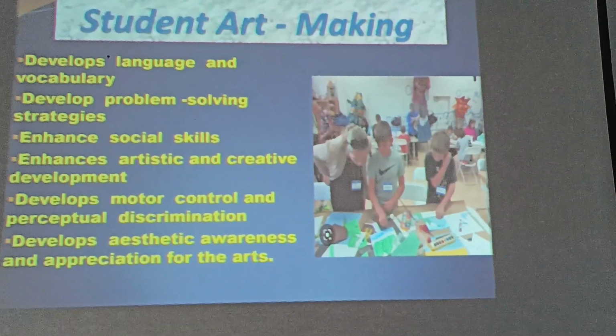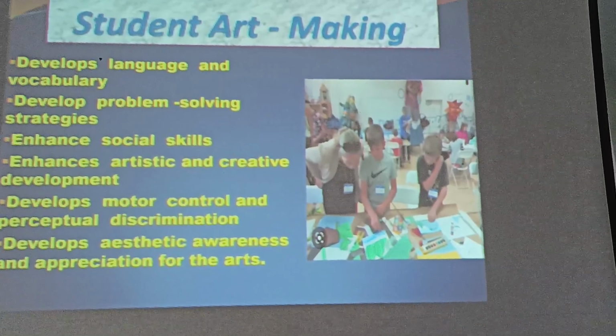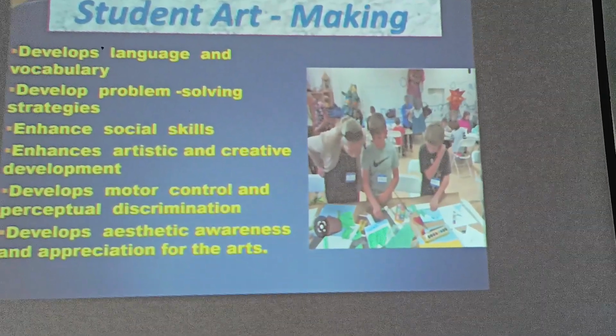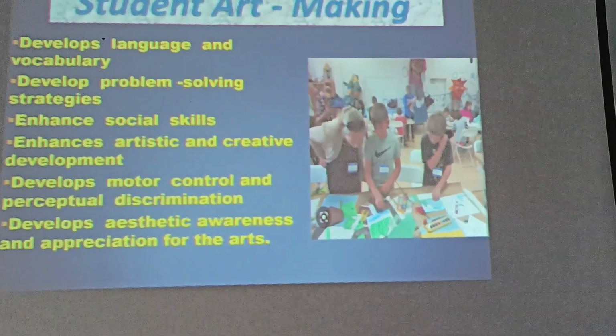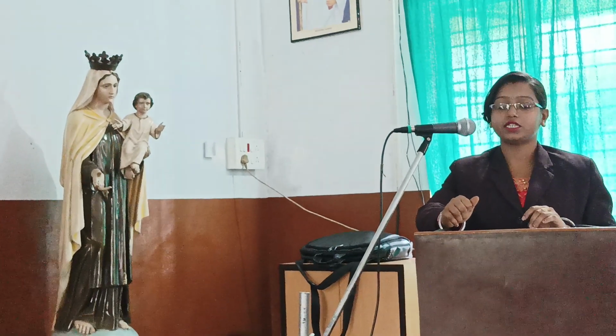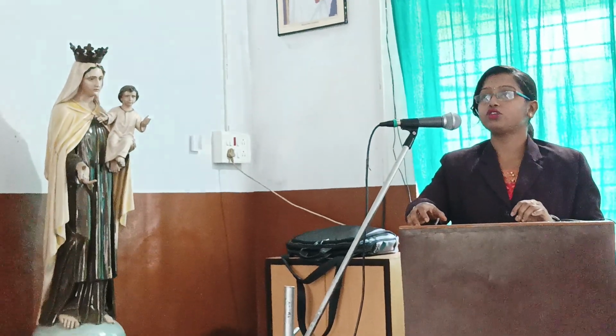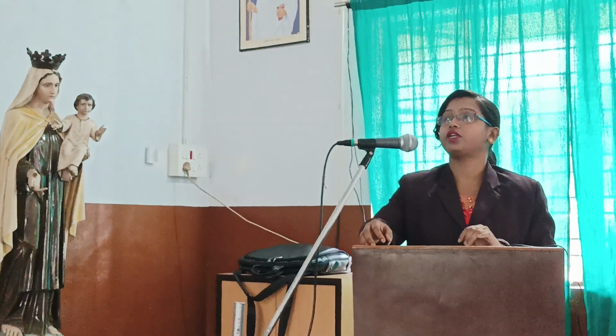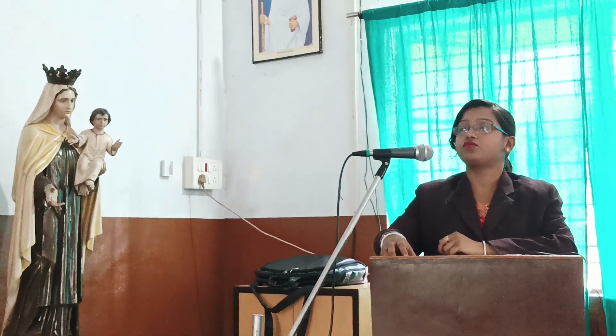First, student language and vocabulary. It is a process which will develop good language and vocabulary skills within the child. Second point is to develop problem solving strategy, which helps the student. Then artistic and creative development. Fifth is to develop motor control and perceptual discrimination. Last is to develop aesthetic awareness and appreciation for the art.